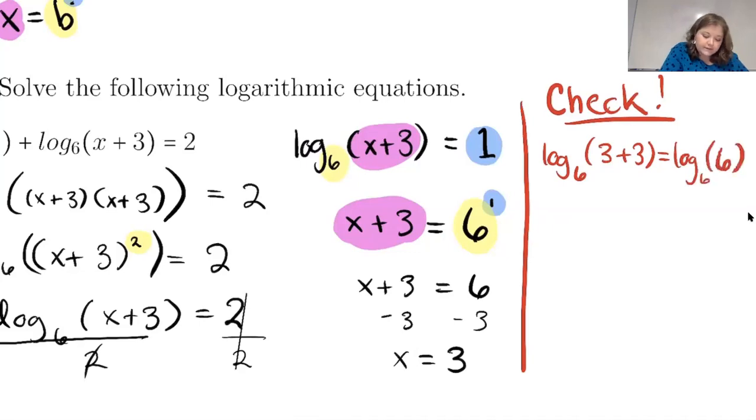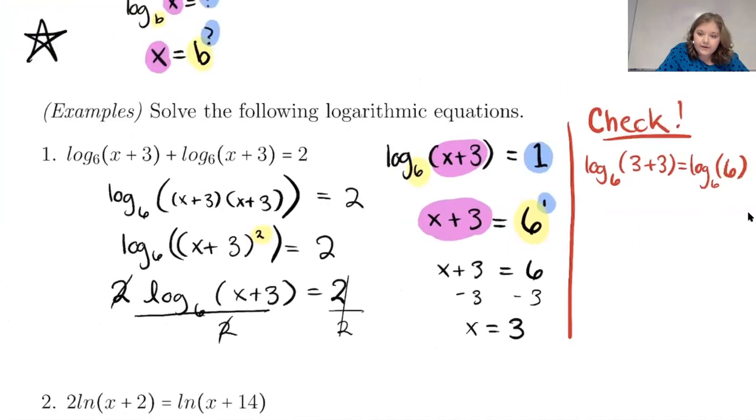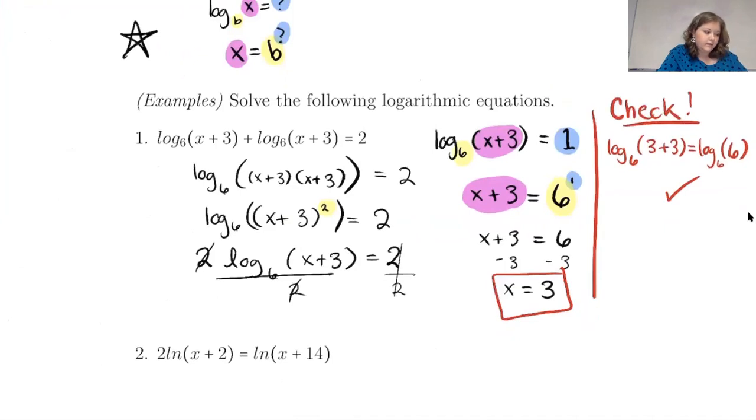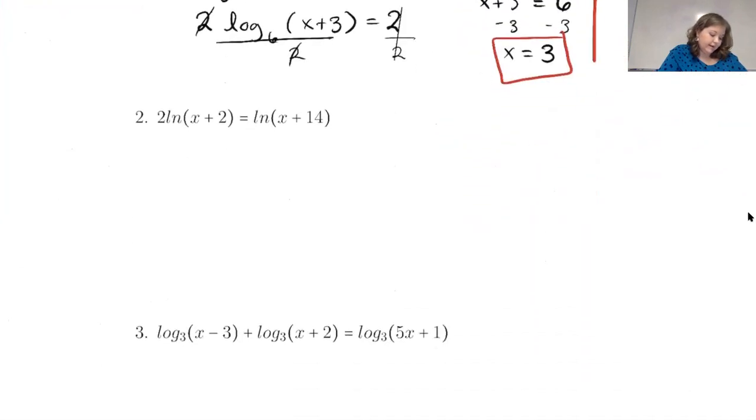Okay, so since 6 is a positive number, it's not a problem on the inside. So that means that this one is good. And so x equals 3 ends up being our final answer. So we don't have to worry about leaving that one out. Okay, so we'll go on to the second example.